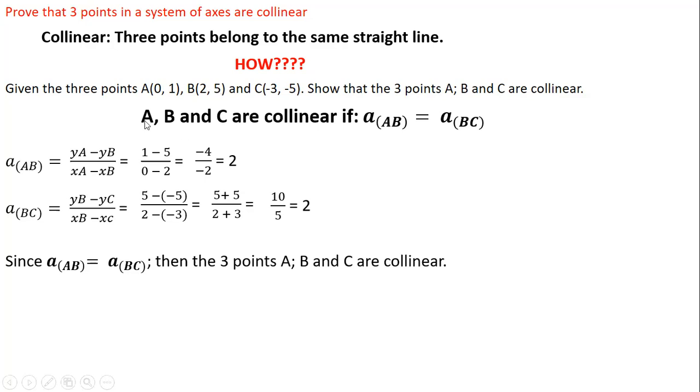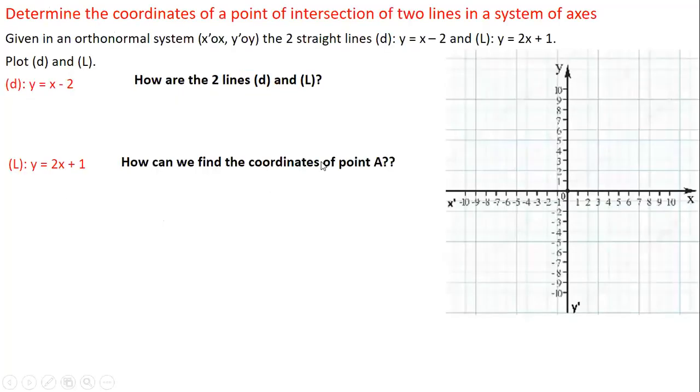Of course, they are not always named A, B, and C. If I give you E, F, G, then we have the slope of EF equal to the slope of FG. If I give you M, N, P, then we have the slope of MN equal to the slope of PN, okay, or NP. So the names of the points may change from one question to another.